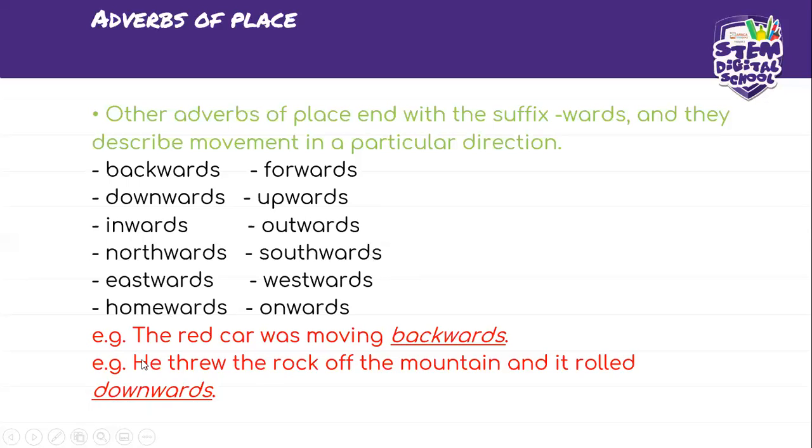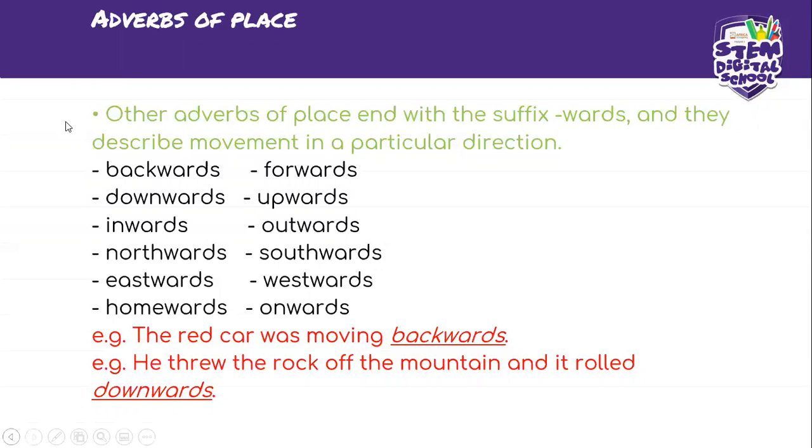An example: the red car was moving backwards. So these adverbs of place with the suffix "wards" show us the direction in which something happens. In my first example, the red car was moving backwards. It means that the moving of this red car is backwards. So backwards is the direction in which the car is moving, and everyone can then understand where the car is moving.